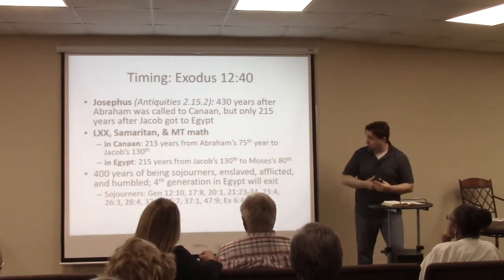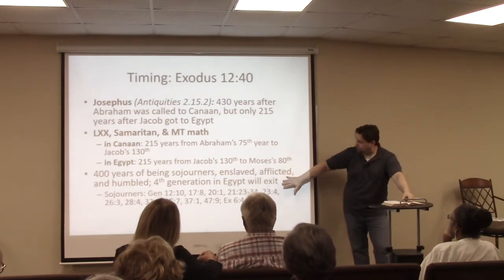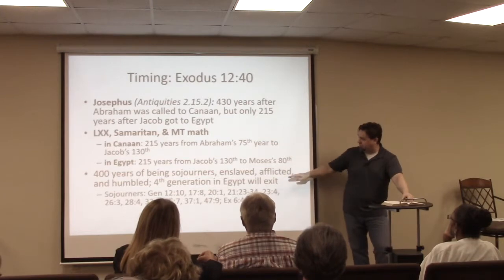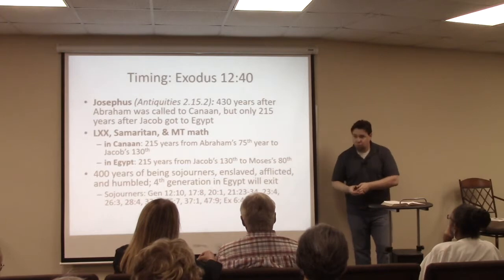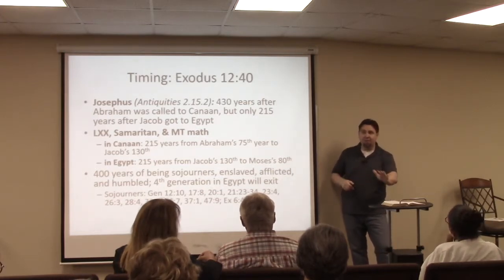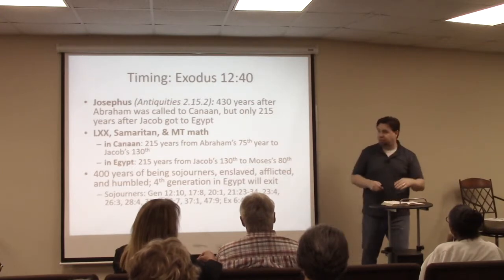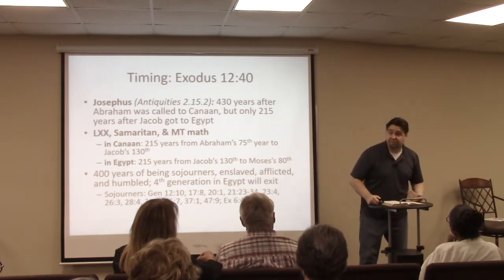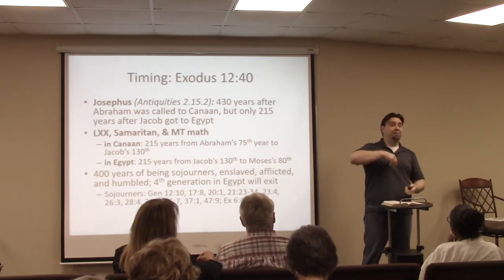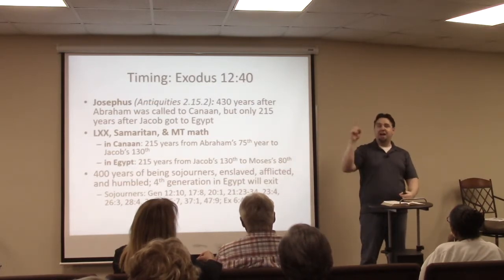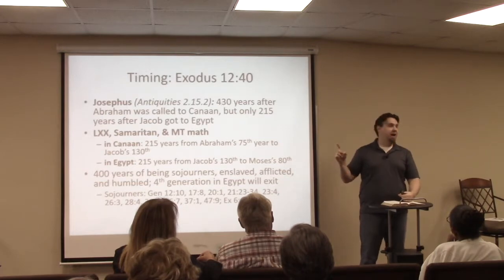Okay, so there were 400 years of being sojourners. This is interesting. They were sojourners, they were enslaved, they were afflicted, and they were humbled. And the fourth generation that was in the land of slavery that came out are the ones that exited. It is fascinating. Just look up the word sojourner and see how many times the patriarchs use it. Abraham, Isaac, Jacob, all the way down to Moses is saying it. Abraham calls himself a sojourner in the land of Canaan. Jacob says, my whole life I have been a sojourner wherever I go, and I have been afflicted.